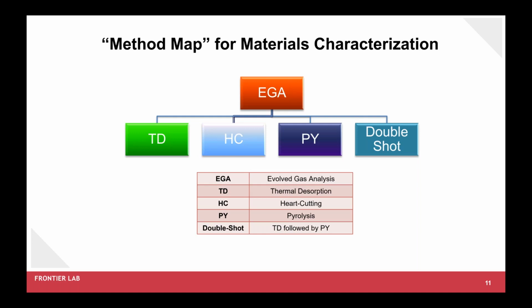The second step is then to use your EGA thermogram to define the thermal zones of interest and then perform separation analysis on your sample. So EGA really guides you on what to do next. It will show if thermal desorption, heart cutting, or flash pyrolysis is needed, or if a combination of these techniques is required.